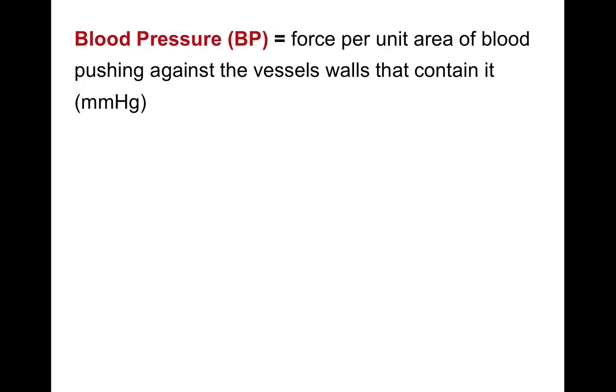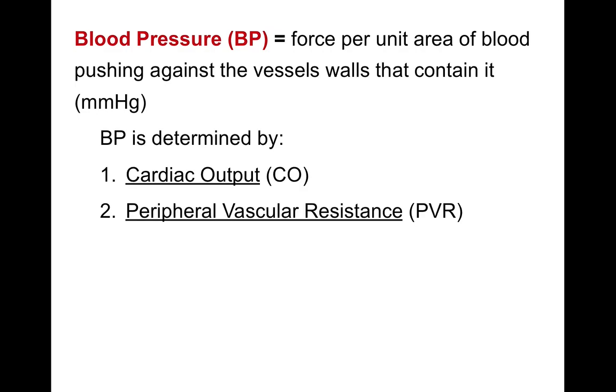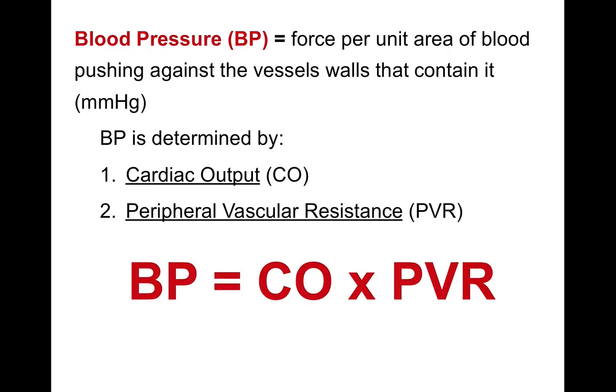Okay, and blood pressure is the force per unit area of blood pushing against the vessel's walls that contain it. Two things determine blood pressure: cardiac output and peripheral vascular resistance. And generally we use this equation here. Blood pressure equals cardiac output times total peripheral resistance. Cardiac output is the amount of blood being pumped out of the heart, and peripheral vascular resistance is the resistance to the blood running through the blood vessels. And also remember, cardiac output equals heart rate times stroke volume.